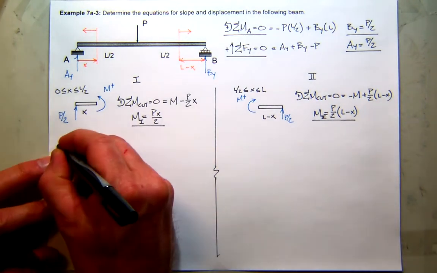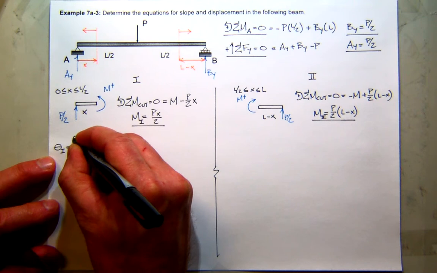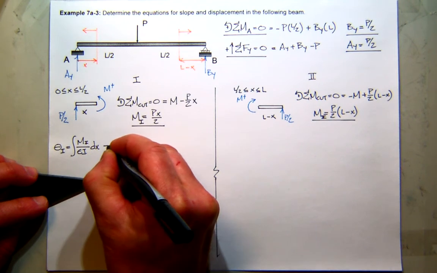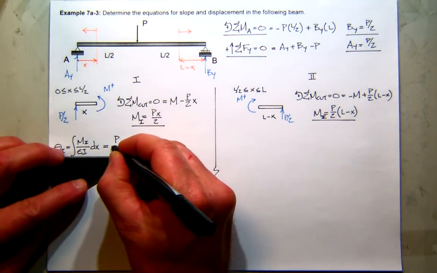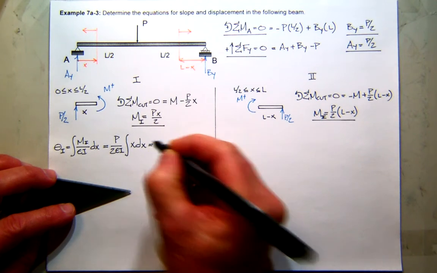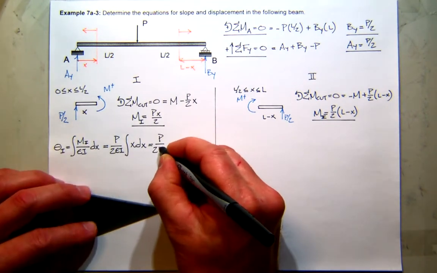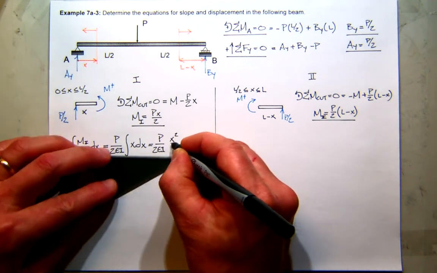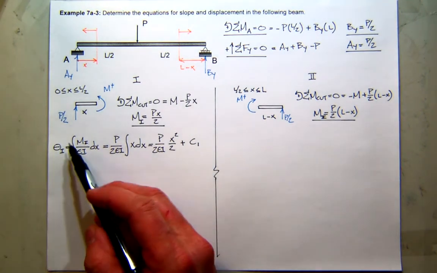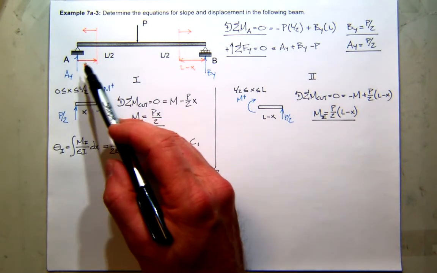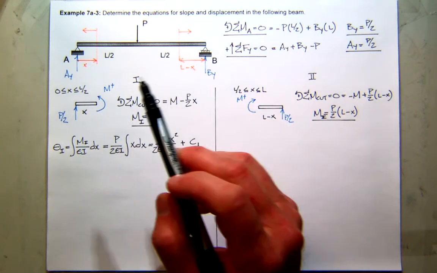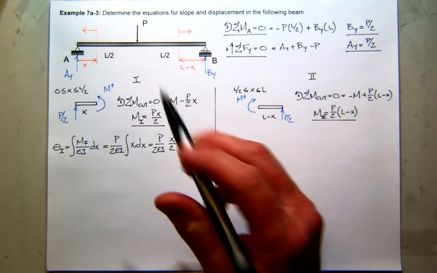So let's do that. So we'll start off with the slope in section 1 is the integral of M1 over EI. Well, I got a P over 2 in common, so I'll factor that out, P over 2 EI. And I just have the integral of X dx, which is pretty easy. That's P over 2 EI X squared over 2 plus my first integration constant. Do I know anything about the slope in section 1? Well, not from this support, right? We do know the displacement at A is 0, and we know the displacement at B is 0. Right now, it doesn't seem like we know anything about the slope, so let's just leave it there and integrate that one more time.